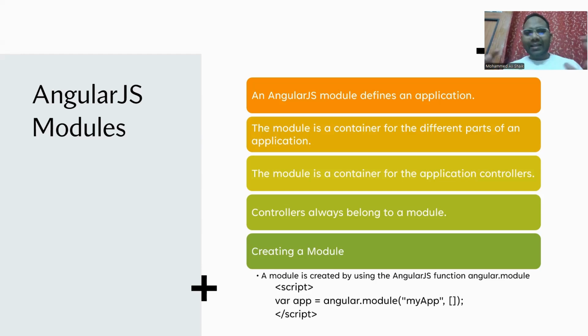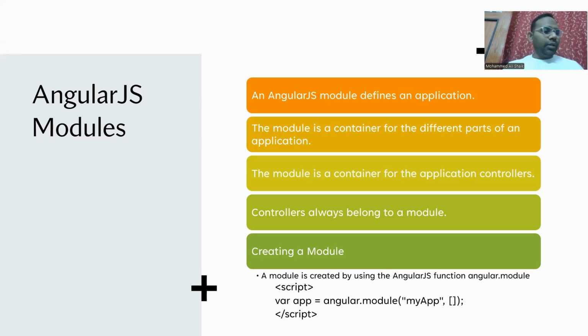A module is a container. A module is a container for the application's controllers. There may be a single controller, there may be multiple controllers. Controllers always belong to a module.